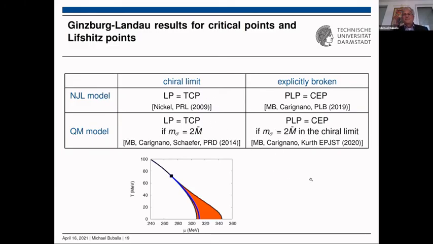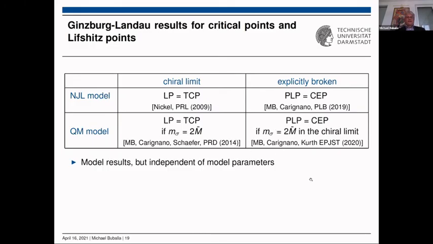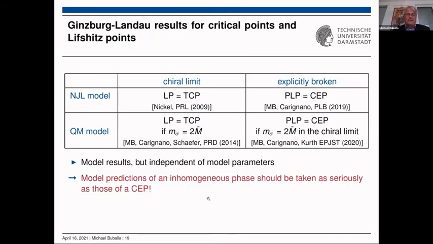And of course, now you may say these are only model results, but at least all these results are independent of the model parameters, except for the sigma mass. So this basically means that if you believe in the models when they predict a critical endpoint, you maybe should also consider the possibility that there's an inhomogeneous phase, because these models predict the same thing.